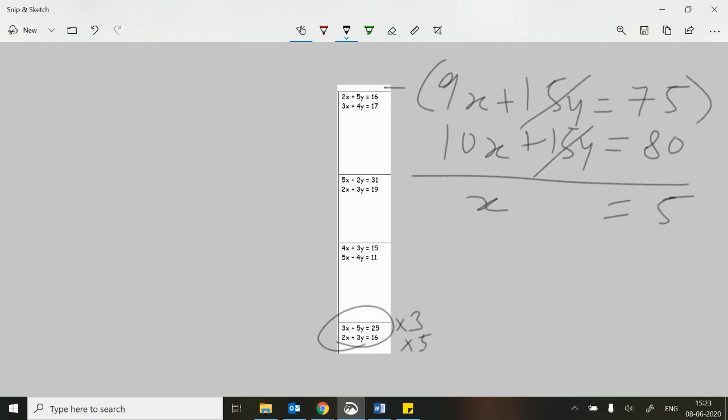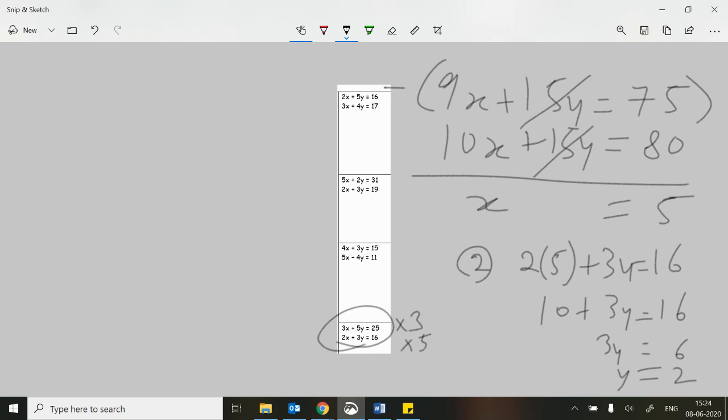Now I'm going to put back in x is equal to 5 into one of those equations. I'm going to choose the second one because it looks a bit easier. So I'm going to do 2 times 5 plus 3y equals to 16. 10 plus 3y equals to 16. 10 away from 16 gives us 6. So we've got 3y equals to 6. And y is equal to 2 when we divide by the 3 there. Okay, so there we go. We're sorted again. The answer to that is x is 5 and y is equal to 2.